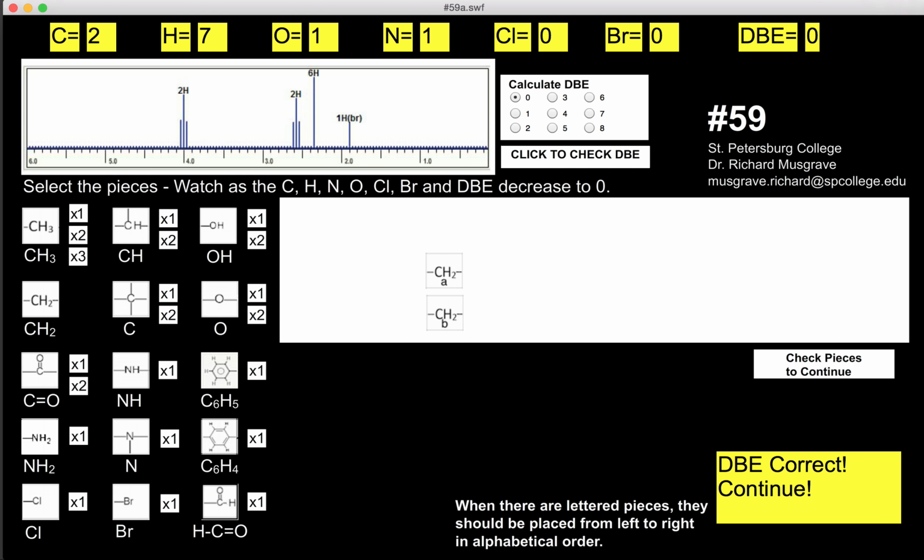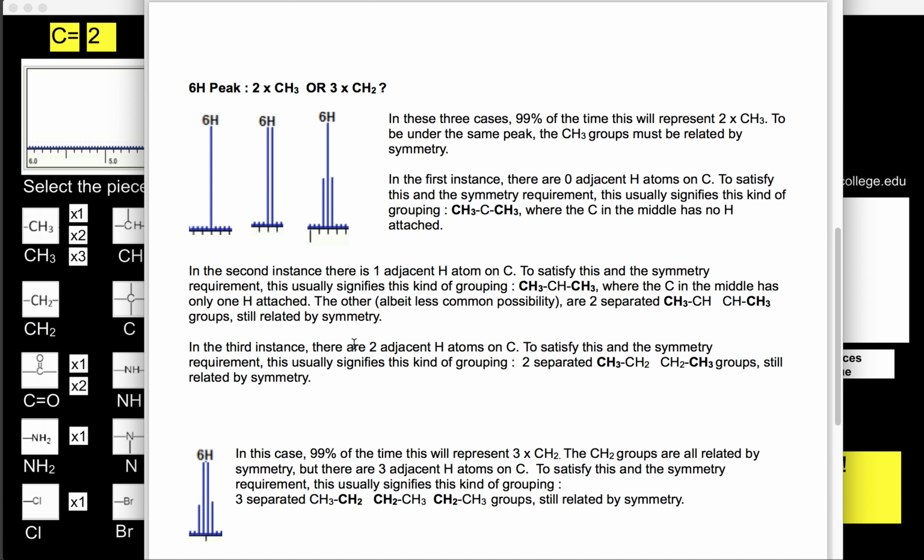a single peak. When we're deciding whether the 6H is going to be two CH3s or three CH2s, we can usually figure it out by the number of peaks. So when you've got 1, 2 or 3 peaks under the 6H, we're generally talking about two CH3s, and this is due to symmetry requirements. It's only when there's 4 peaks that we think about 3 CH2s for the 6H. And if you want to read more about this, you can stop the video and read this section of my guide.